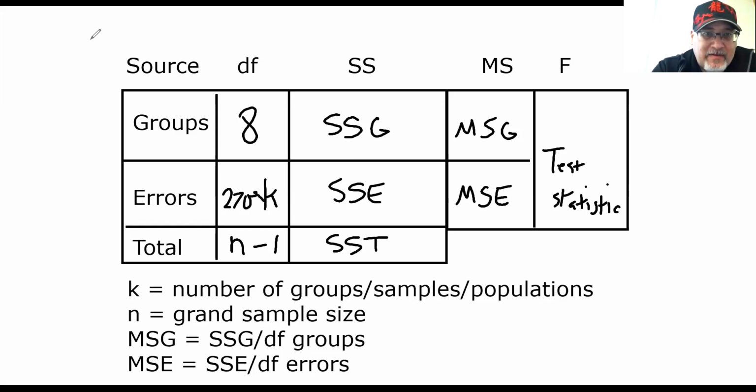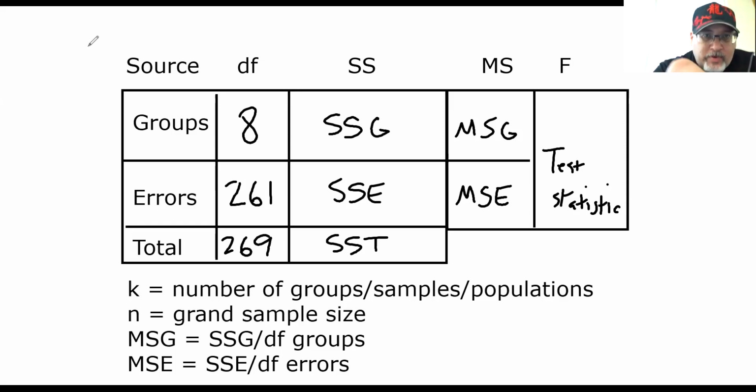Minus the k. Remember, k was the number of groups. The number of groups was still 9. So if we subtract 270 minus 9, we get 261. And then the total degrees of freedom is just the grand sample size minus 1. But the grand sample size was 270. So 270 minus 1 is 269.